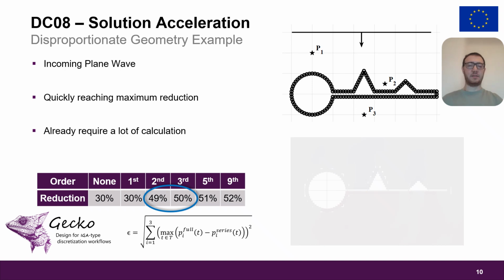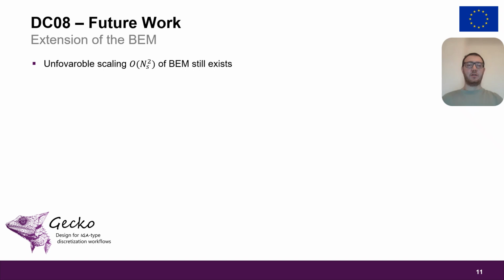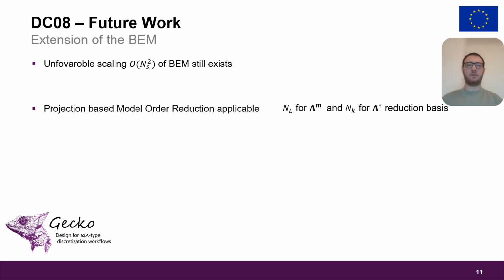And this type of lesser reduction causes our already high calculation number to not decrease considerably. And so we also need to deal with this unfavorable scaling of the square of the degrees of freedom of the boundary elements. And for that, we are planning to do projection-based model order reduction, if applicable, to our transient bases and also our Taylor series bases separately, so that each can be reduced according to their types.